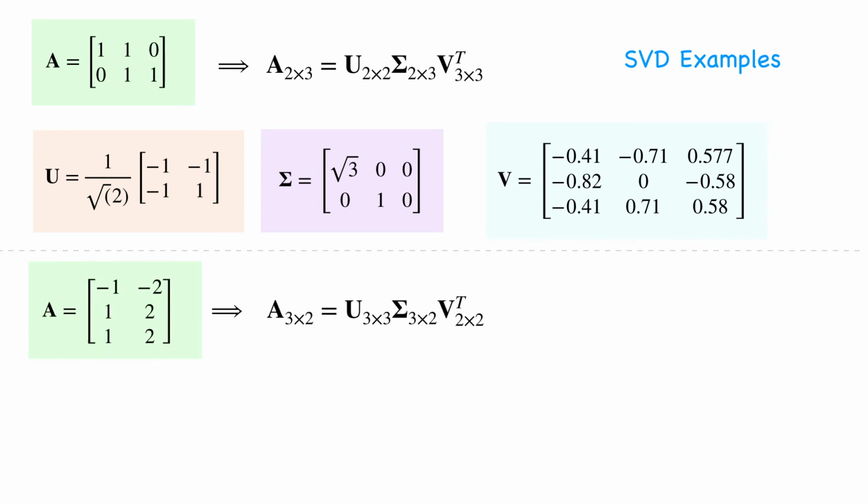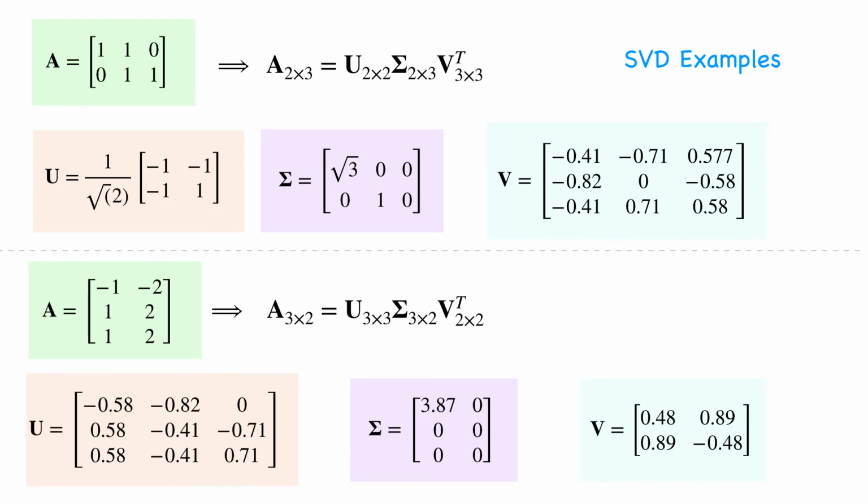And for a tall matrix, it looks something like this. U would be the bigger matrix, 3 cross 3, and V would be 2 cross 2, and sigma will contain singular values in its diagonal positions. But since here A is a dependent matrix, we have only one positive eigenvalue; the other eigenvalue is 0. So these are examples of SVD.